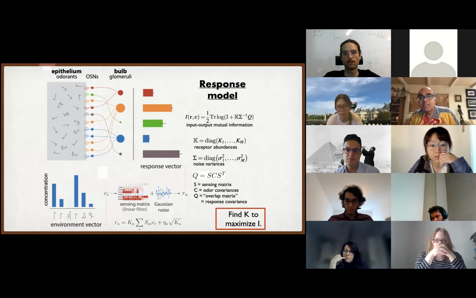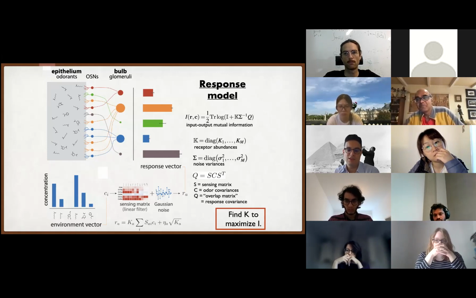So I would like to build a theory that is roughly right, and then we'll work on details. So I'm going to try to argue that this is roughly right. Okay, thank you very much. That's a very important point conceptually. Thank you. Okay, so this is our response model.